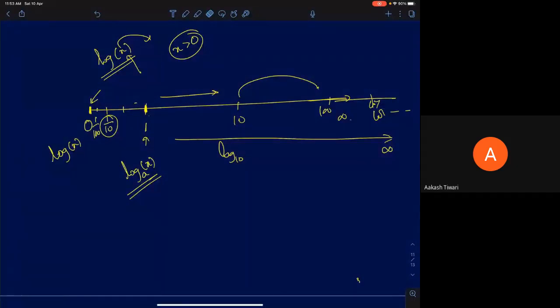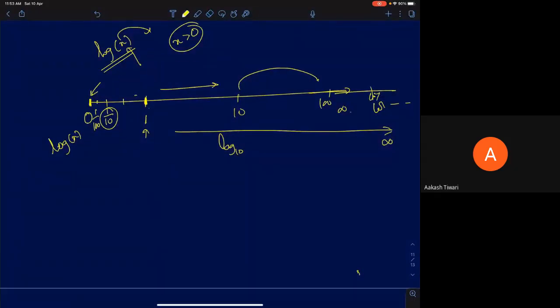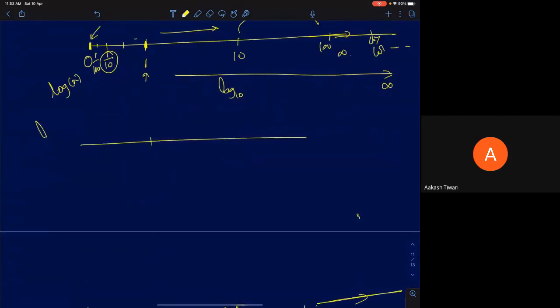So if I try to plot the logarithmic function log x, what will be log of 1? Any base, it doesn't matter whatever base you take. For x equal to 1, log of 1 is always 0.